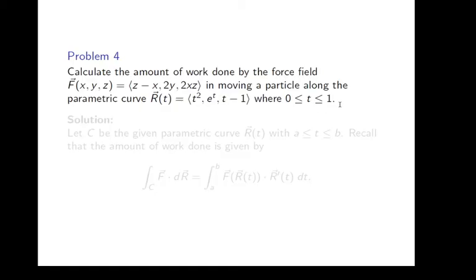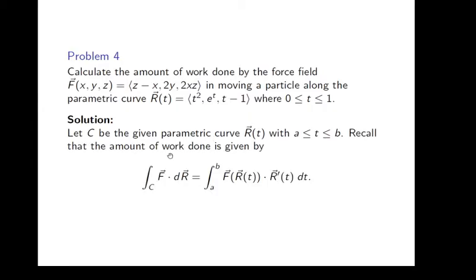So for our solution, let us first recall that when C is a parametric curve represented by the vector function r of t, where t is between a and b, the amount of work done by a force field F in moving a particle along a parametric curve C is given by the line integral of F along C, which is equal to the integral of F evaluated at R, dotted with the derivative of R dt from a to b.